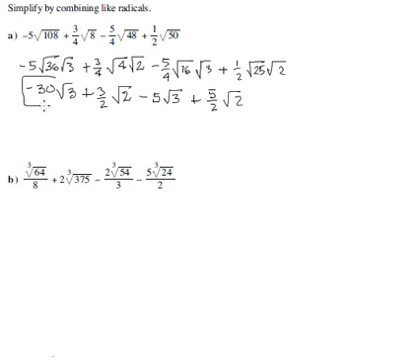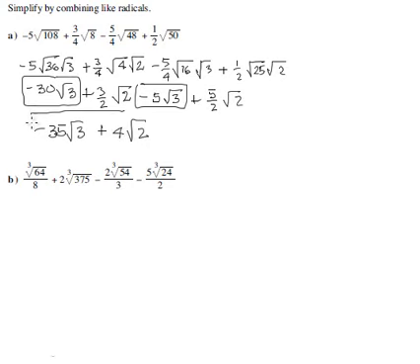So if we gather up the root 3's, we have minus 30 root 3, and we have minus 5 root 3, grand total of minus 35 root 3. Then we have 3 over 2 plus 5 over 2 root 2. That's 8 over 2, which is just plain old 4 root 2. And that's the best we can do with this. We can't add these because they do not have the same radicand. We've already reduced them as far as we can, so we can't get any further with that tactic. So that's our finished answer.